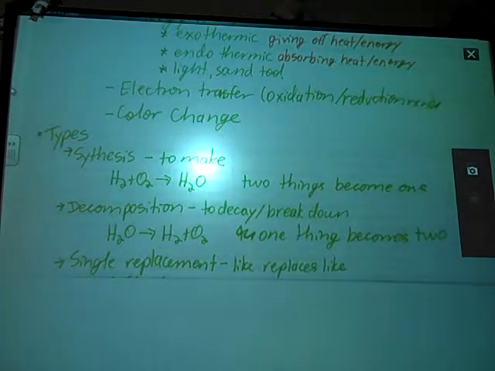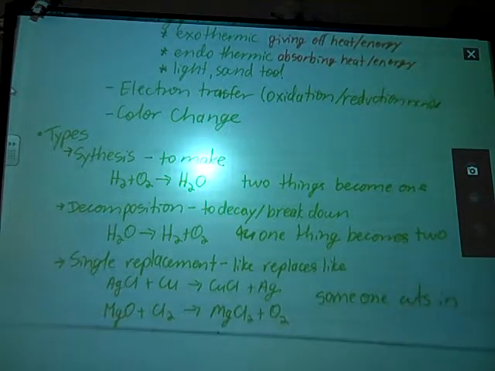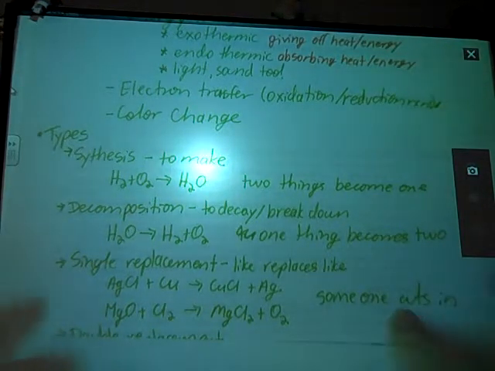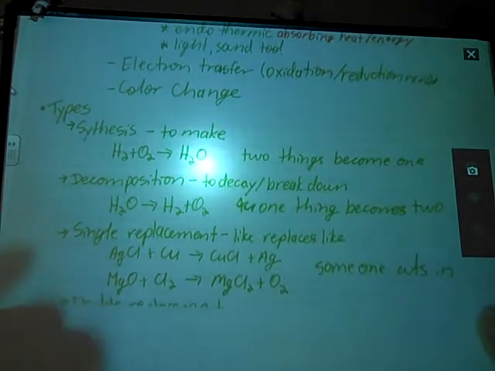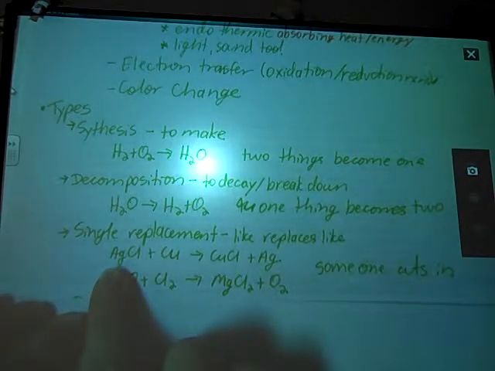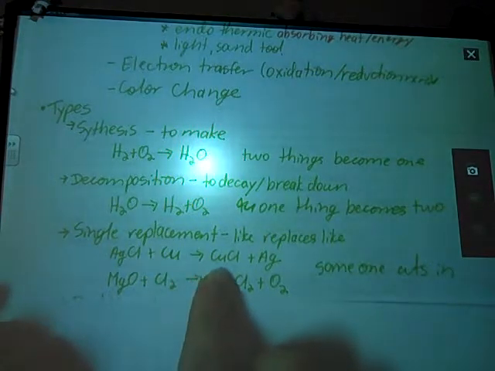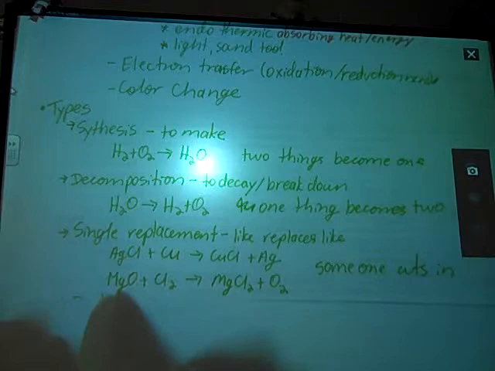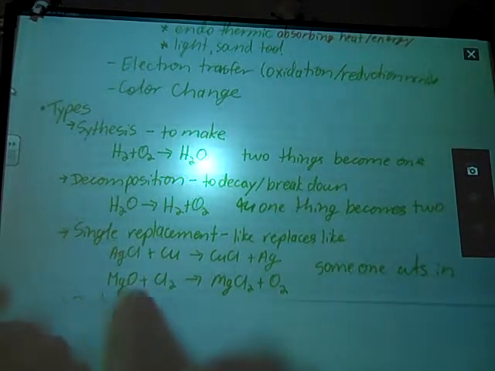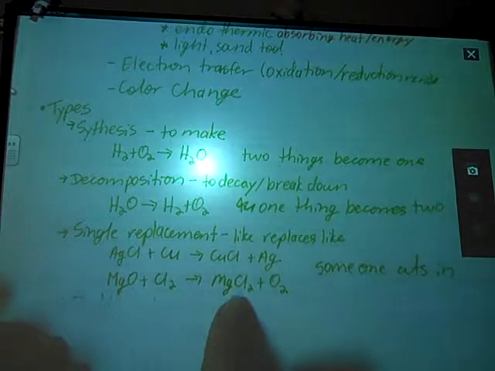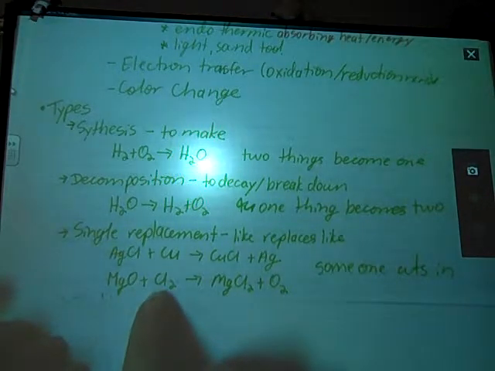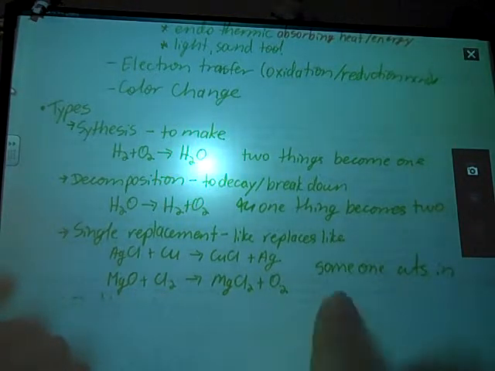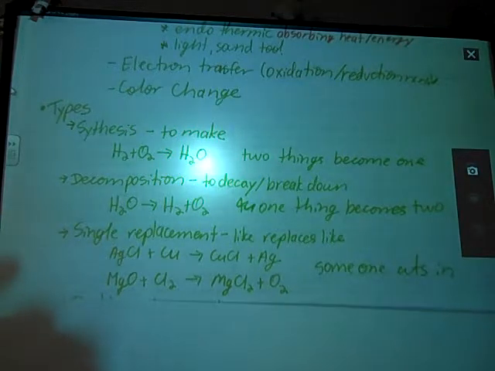The third type is called a single replacement, and this is like replaces like, so someone cuts in. The more active substance replaces the less active substance. So for example, here I have silver chloride reacting with copper, and notice my products on the other side. My copper has replaced my silver. Metal replaced metal, cation replaced cation. In my second example, magnesium oxide plus chlorine gas, notice my chlorine takes the place of my oxygen. Anion replaces anion, non-metal replaces non-metal. So someone cuts in. Like replaces like.